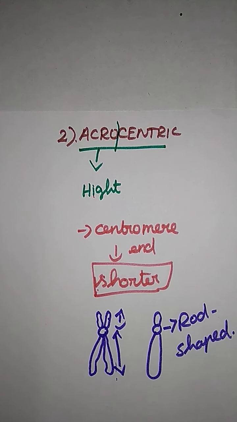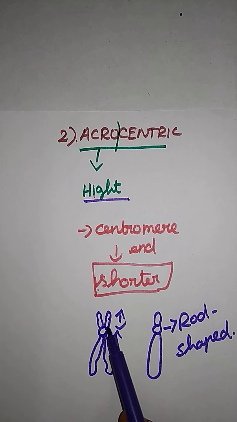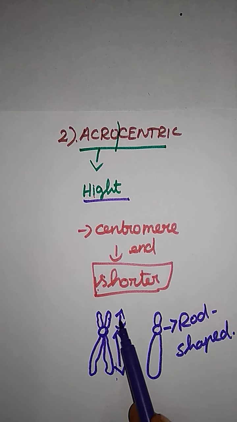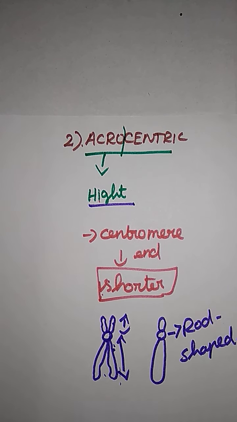Okay ma, so this is an acrocentric. Just you have to say it again. What is the meaning of acrocentric? Acro means indicating height. Here a centromere is found at one end of the shorter arm and the other end of the longer arm. Okay, this is the meaning of acrocentric. So the shape is also like a rod-shaped chromosome. Okay, so that's it for an acrocentric.